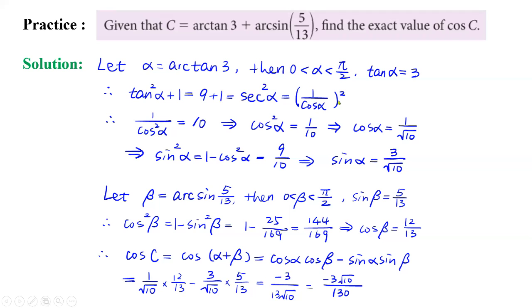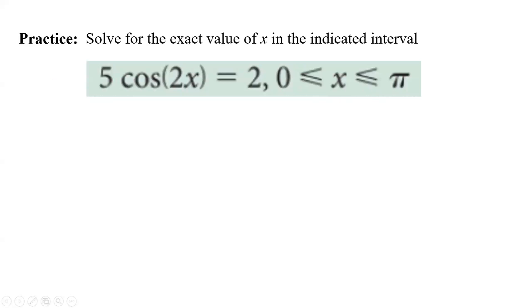All right, let's have a look at the next practice. Solve for the exact value of x in the indicated interval 0 to pi, given that 5 cosine 2x is 2. Okay, I'll give you 3 minutes to think about this question.